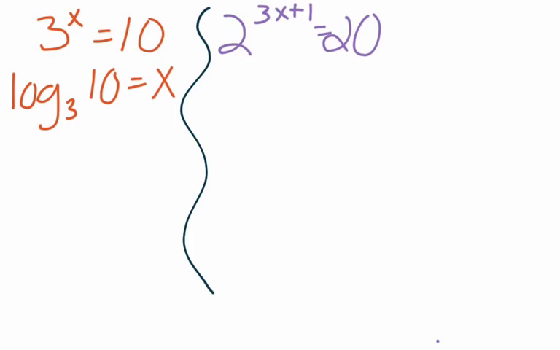So to change this over, we would have log. The base of the exponential is going to become the base of the logarithm. So we would say log base 2. The number over here by itself becomes what's called the argument of the log.